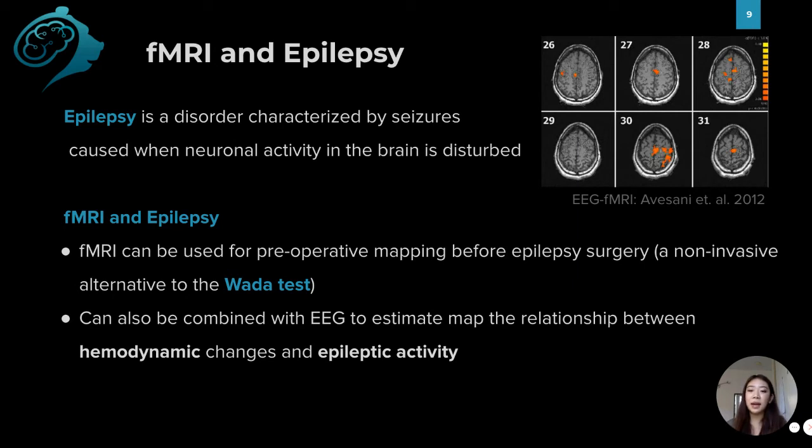It can also be combined with EEG to estimate the relationship between the hemodynamic changes in the brain from the blood flow and epileptic activity. And actually, simultaneous recording of fMRI and EEG allows for even better localization of epileptogenic lesions.